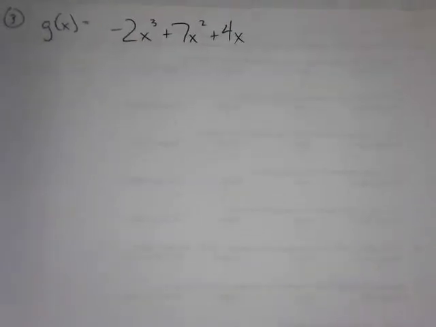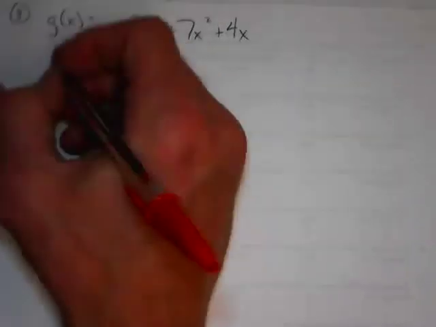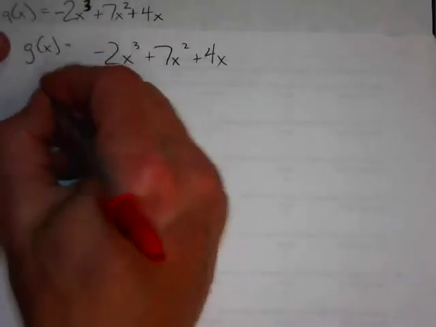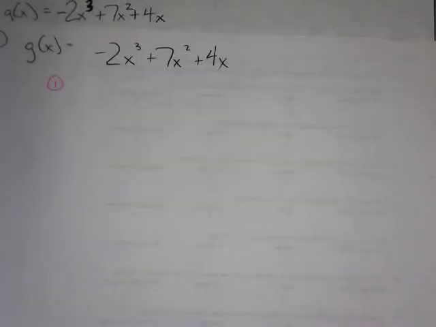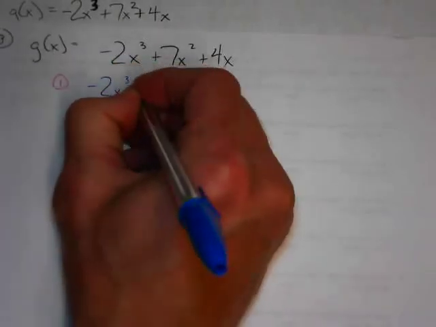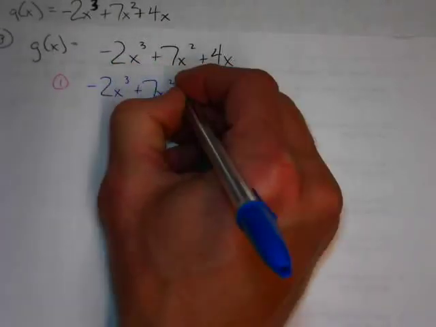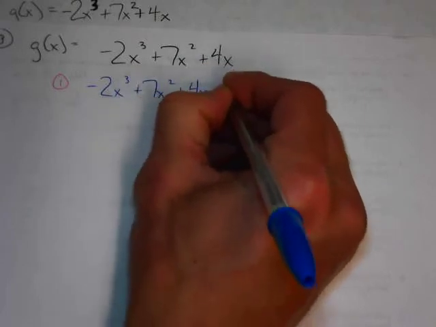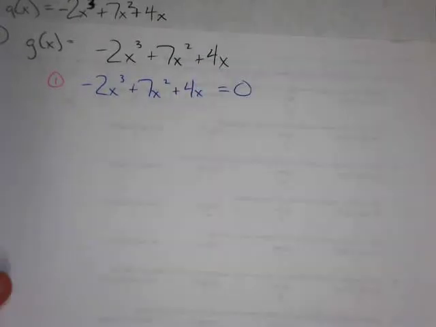We have to find the zeros. So number one, we're going to find the zeros. How do we do that? We set it equal to 0. So step one, we're going to set this thing equal to 0. And when we do that, we're going to realize something's weird.